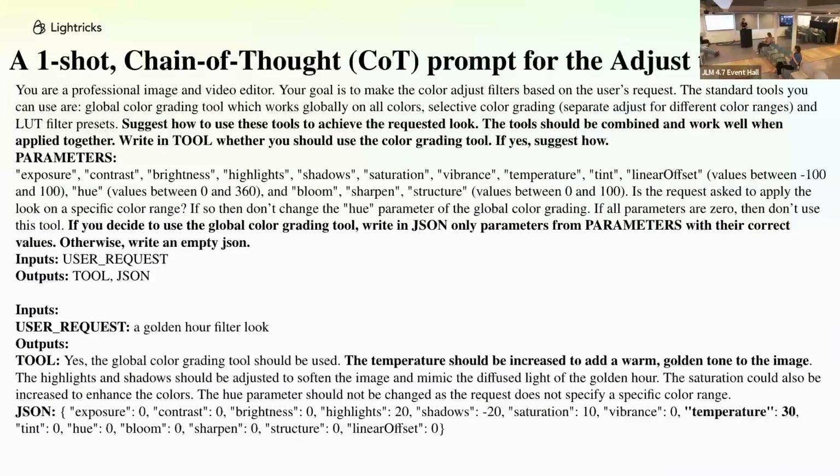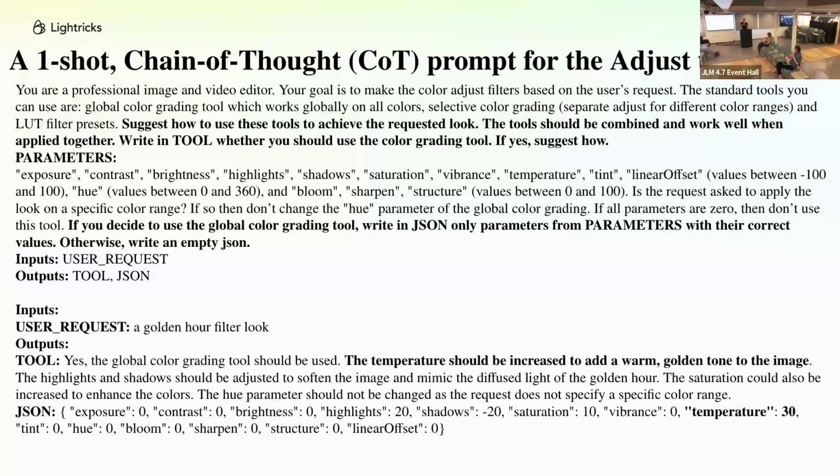So here's the one-shot prompt that I told you. It's with the chain of thought, and this is specifically for the adjust tool. So: you are a professional image and video editor. Your goal is to make the color adjust filters based on the user request, and then the standard tools that you can use. Here I detailed the available tools. And then I ask it to suggest how to use these tools to achieve the requested look. This is the chain of thought part. And the tools should be combined and work well together. Write in tool whether you should use the color grading tool, and if yes, suggest how.